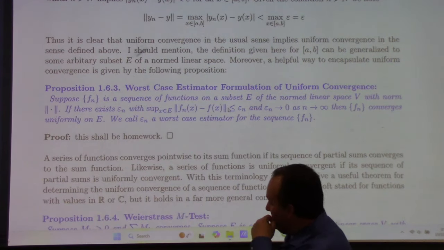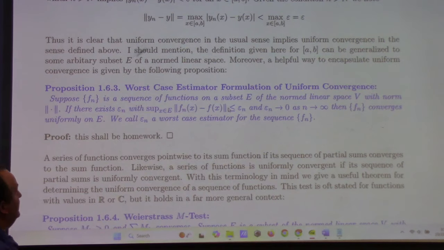I want to characterize it yet another way. If we have a sequence of functions on a subset E of a normed linear space V with norm, and there exists an epsilon n such that the supremum over x in E of the norm of fn(x) minus f(x) is less than or equal to epsilon n, and that epsilon n goes to 0 as n goes to infinity, then the sequence of functions converges uniformly on E, and we shall call epsilon n a worst case estimator for the sequence fn. It turns out that this is a very nice way to characterize uniform convergence from a calculational perspective.